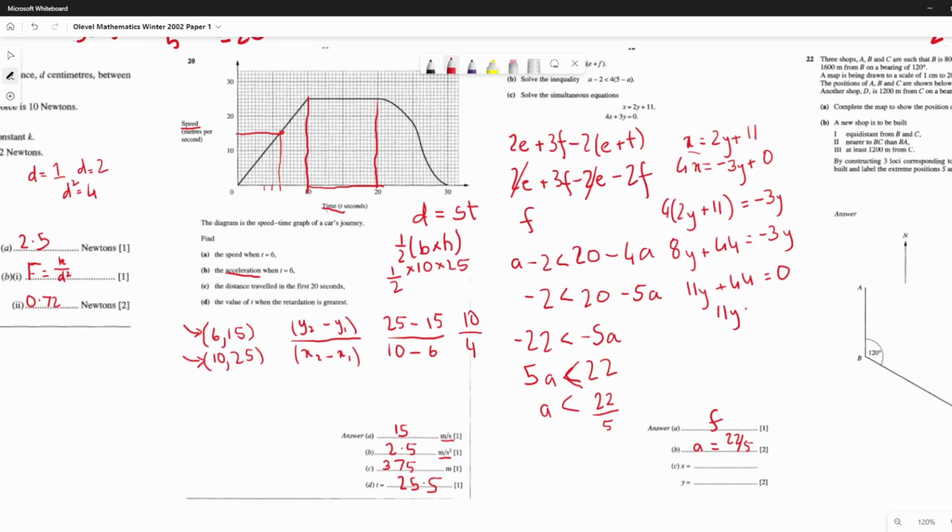And lastly, we can subtract 44 on both sides, so we get negative 44 over here, which means y would be equal to negative 4. And now we can simply take this negative 4 and plug it into our other equation. So we have 2 times negative 4, plus 11 is equal to x. So this is simply 11 minus 8, which is equal to 3. So x is equal to 3 and y is equal to negative 4. There we have it.